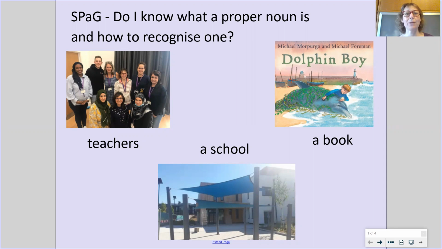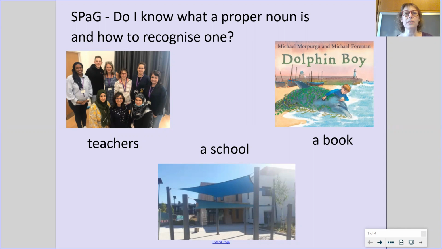But a proper noun is something really special. It's a name of a specific noun. So for example, in our story, we've got the characters Jim and Smiler. They are our characters' names. You might have names of festivals like Diwali or Christmas. And then you might have names of places like Langley or Slough.